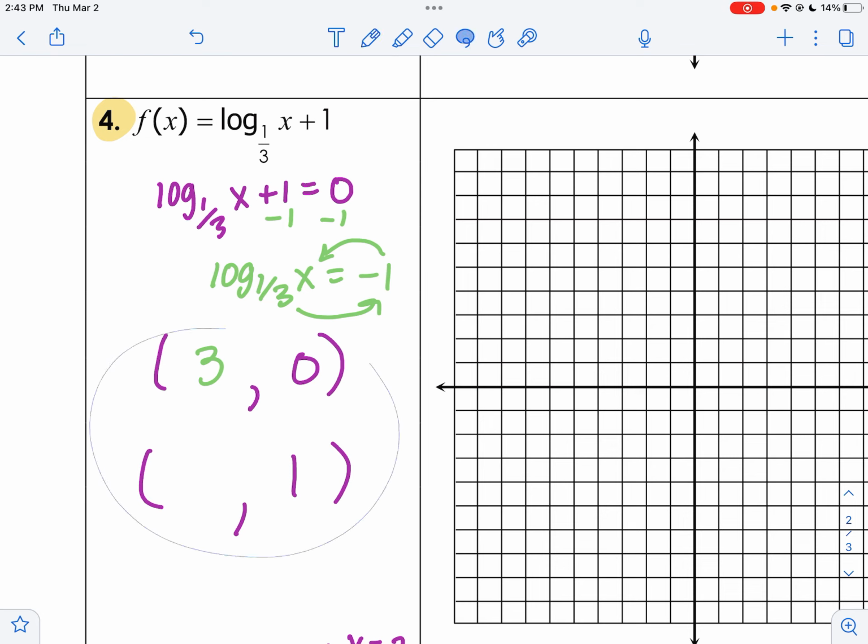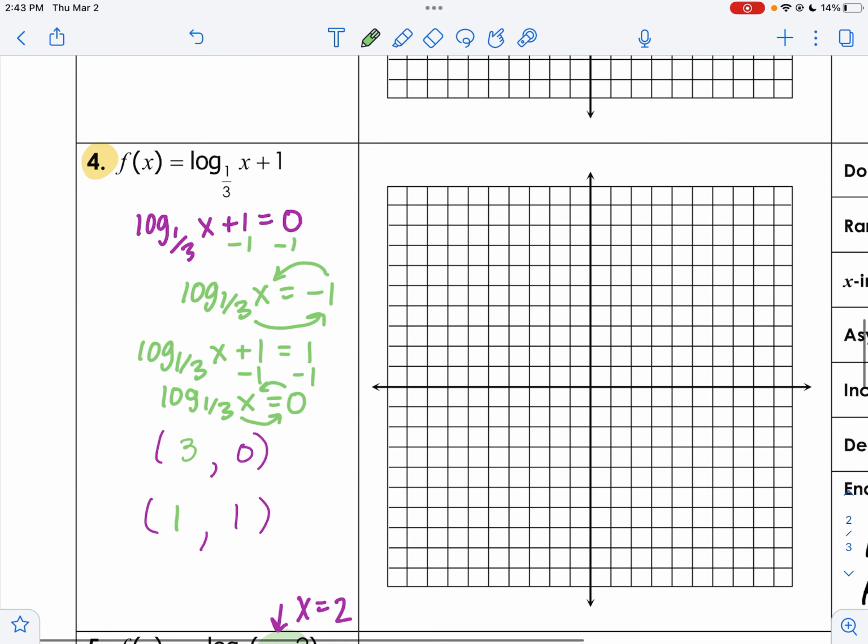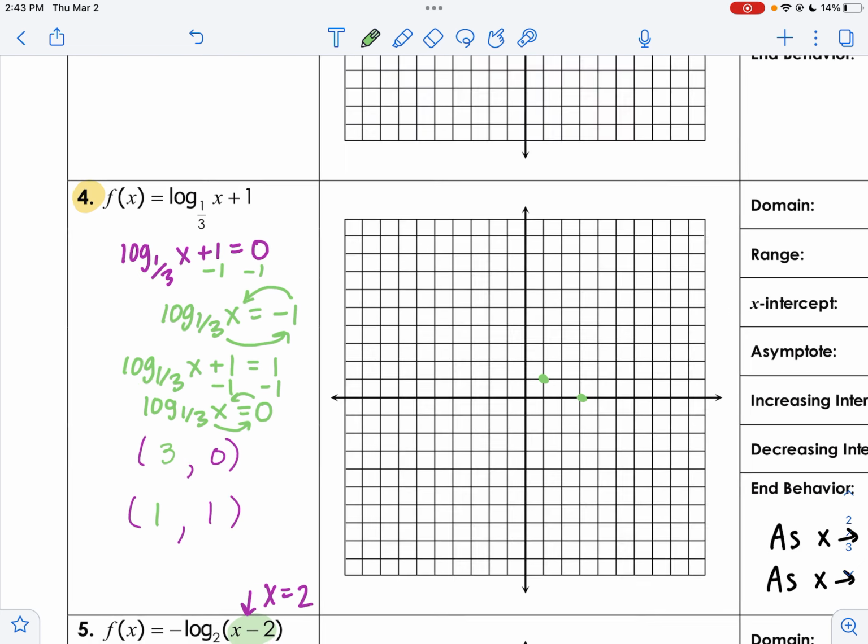And then to get 1, I'm going to zoom down a little bit. To get 1, if we did this, 1/3 x plus 1 equals 1. When you subtract 1 from both sides, now you have x equal to 0. And remember, anything to the 0 power gives me 1. So I still have 2 nice points that I can put down on my graph that help me.